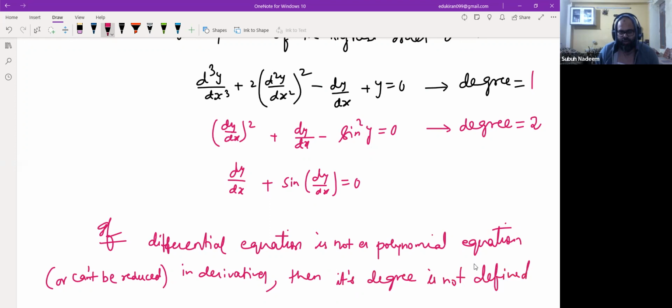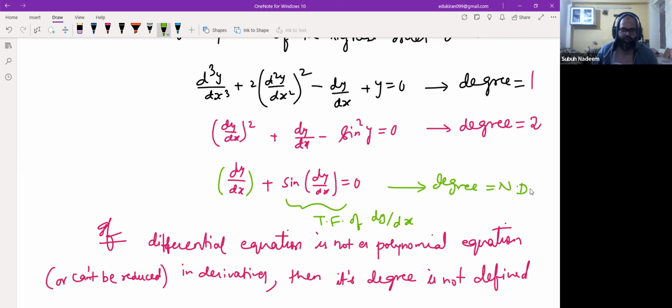So here, this third one is not a polynomial equation in derivatives, because dy by dx is a polynomial, but sine of dy by dx is not a polynomial. It is a trigonometric function of dy by dx. Polynomial equation means the derivative should have whole power: 1, 2, 3, so on. 0 can also be there. So here you will say that degree is not defined. Order is defined, order is 1, but degree is not defined.